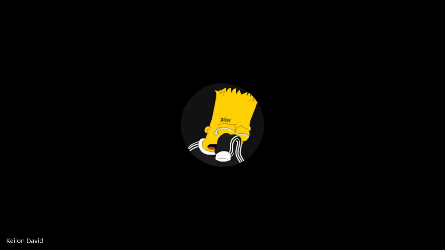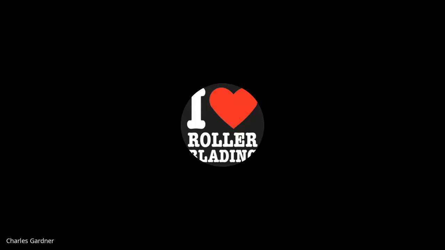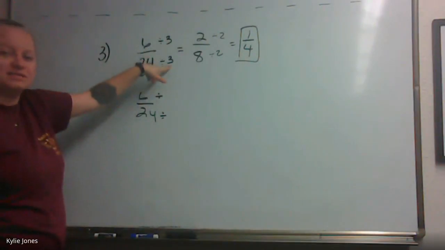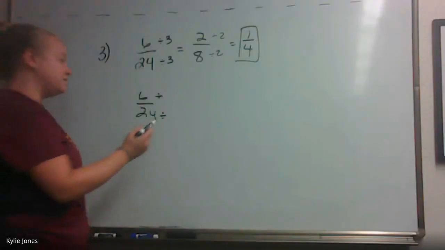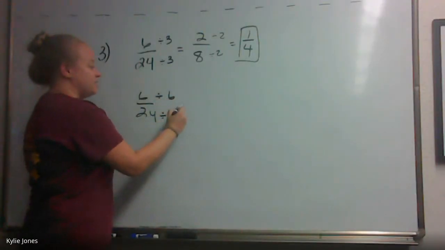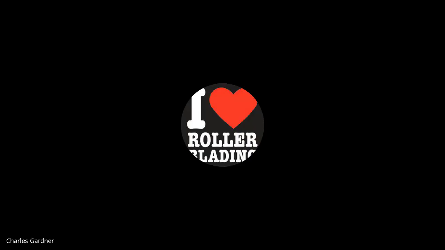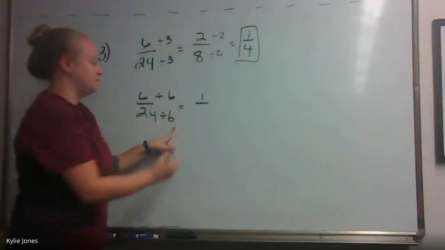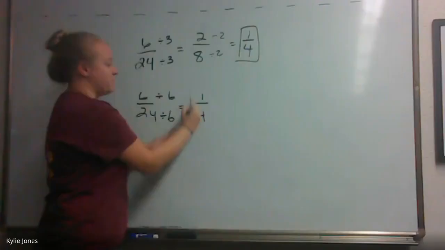8 doesn't divide into 6. 3 isn't the biggest. It is one that it has in common, but it's not the greatest one. 6. 6 goes into both 6 and 24. So what's 6 divided by 6? 1. What's 24 divided by 6? 4. Are these the same answers?